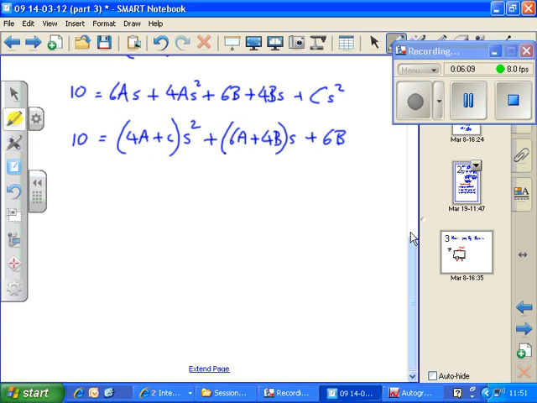6b must equal 10 because the constants left and right must be the same. 4a plus c must equal 0 because the s squared terms left and right must be the same. And finally, 6a plus 4b equals 0. So I've got 3 equations and 3 unknowns, a, b and c. So simultaneously I should be able to solve those. See if you can do that.